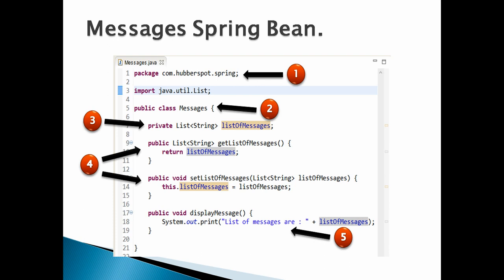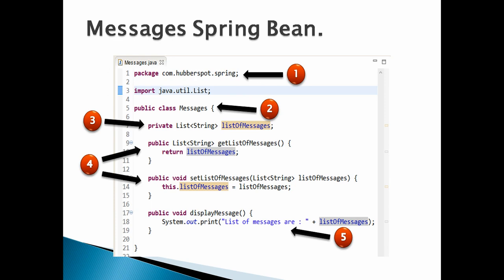Moving ahead. Number 3, create a List instance variable into Messages. Let's say the name of the list variable is listOfMessages. This variable will hold a list of messages, which we want to display on the console through Spring. Moving ahead. Number 4, create getters and setters for the listOfMessages instance variable. Moving ahead. Number 5, create a method displayMessage in the Messages bean. This method when called will print the value held by listOfMessages on the Java console.